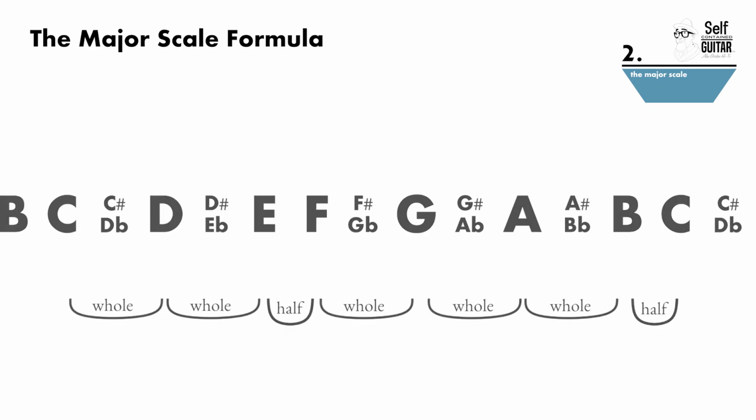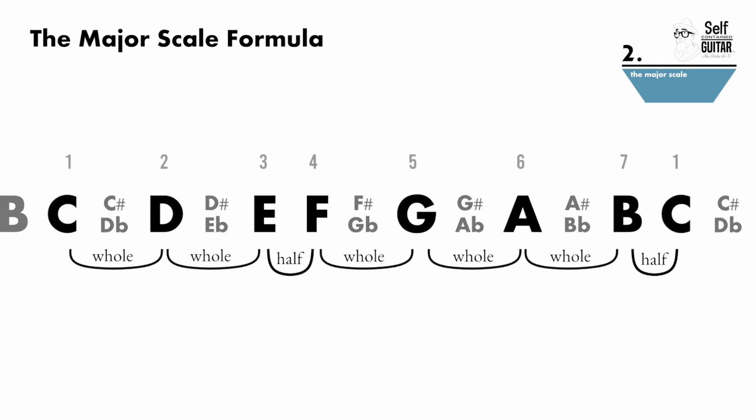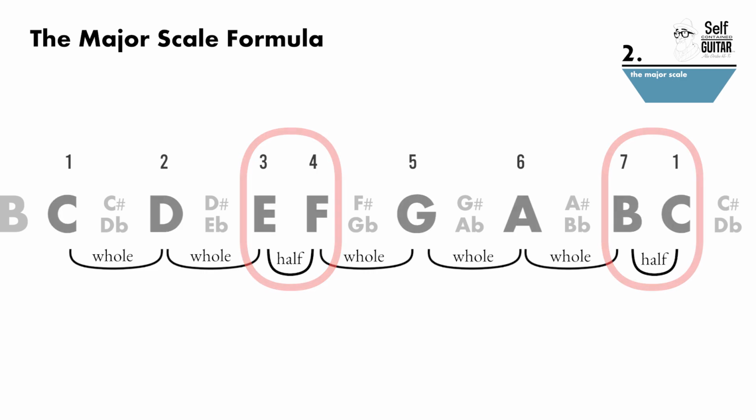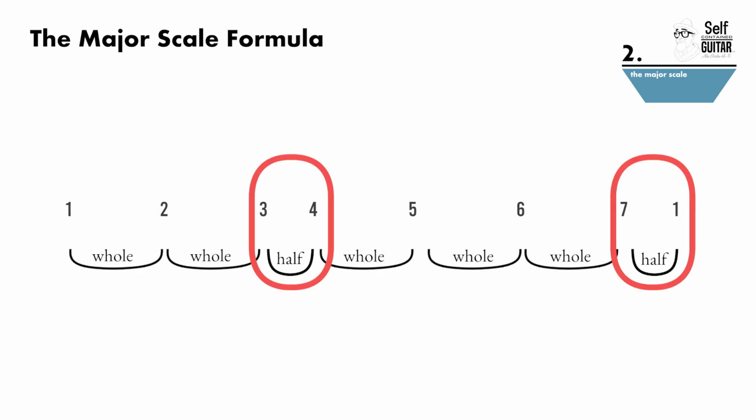When it comes to building a scale using the major scale formula, C is a good key to start with, as it contains no sharps or flats. Since there is no sharp or flat between E and F and B and C, these two spots conveniently align with the major scale formula, which has half steps between 3 and 4 and 7 and 1.